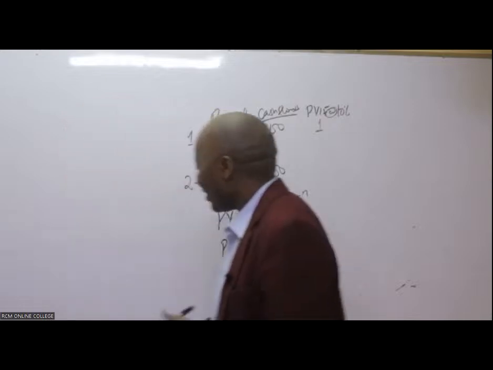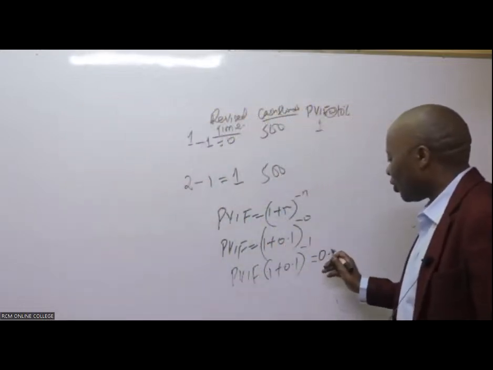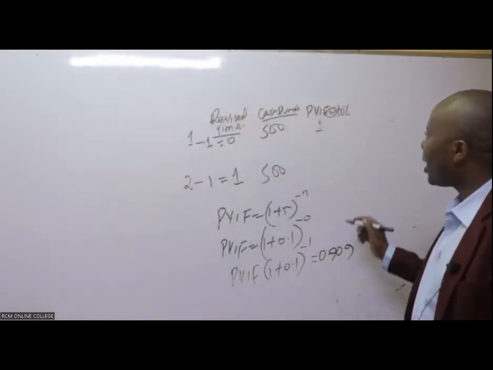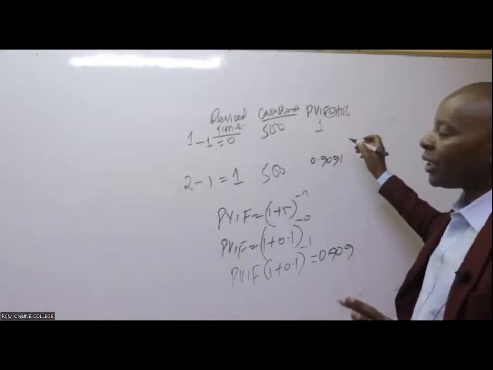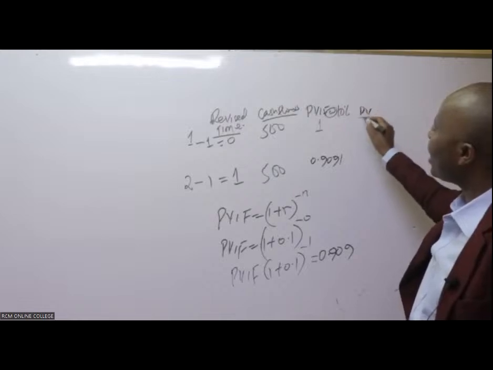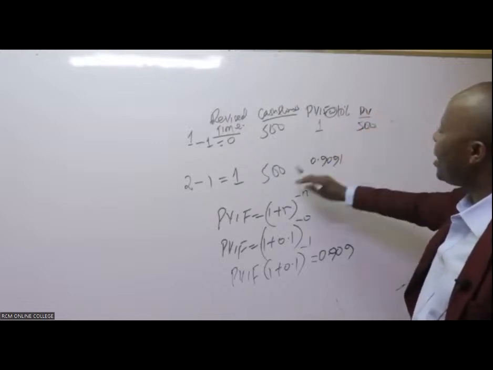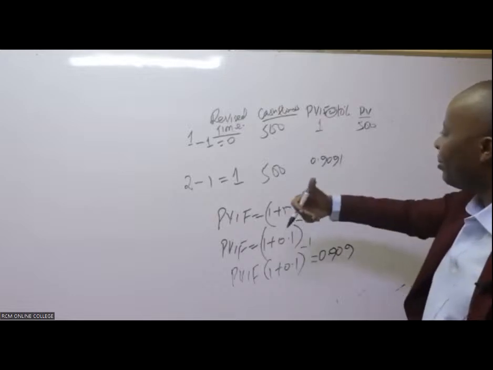0.9091. So could we kindly put this figure here, please? 0.9091. I know you have not understood anything, but can you kindly just write this, and then give me a thumbs up once you finish writing.